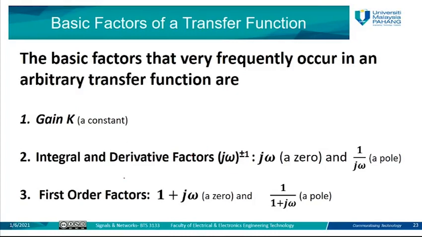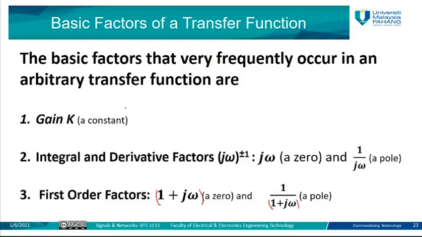The third type is the first order factors. A first order factor can be a zero or a pole. If it is in the numerator, it will be a zero, like 1 plus j omega here. If it's a pole, it will be like 1 over 1 plus j omega, so the 1 plus j omega will be at the denominator of our transfer function.